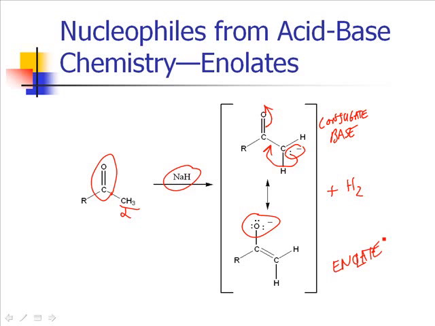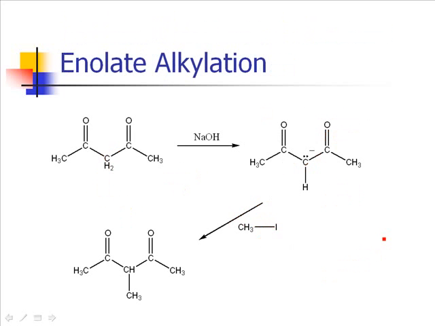And it's quite nucleophilic at both the carbon atom and the oxygen, and depending upon our reaction conditions, it will react with an electrophile, an alkyl halide, at either or both of those two positions. Here's an example of an enolate alkylation. In this molecule, we have two ketones. The presence of both ketones causes the carbon between them to be quite acidic. It's alpha to both carbon-oxygen double bonds, and as a result, the two hydrogens on that CH2 group are very acidic.